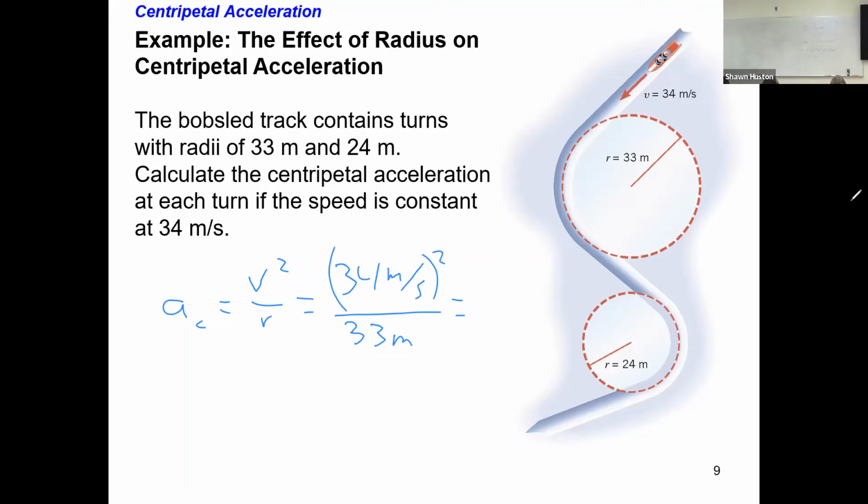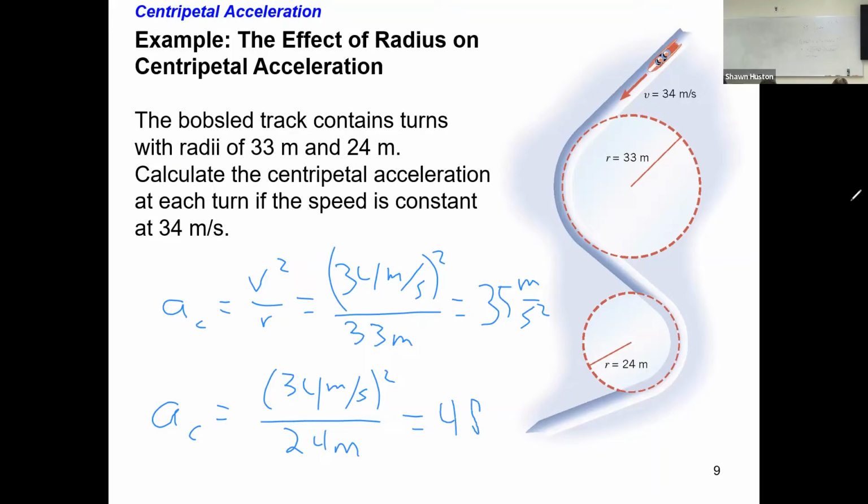And when I do this, it looks like my acceleration is 35 meters per second squared. That's great. Okay, so we can certainly go ahead and do the other one. Again, this is going to be v squared over r. Just getting our feet wet, getting familiar with our equations and also seeing possibly an interesting result to think about.